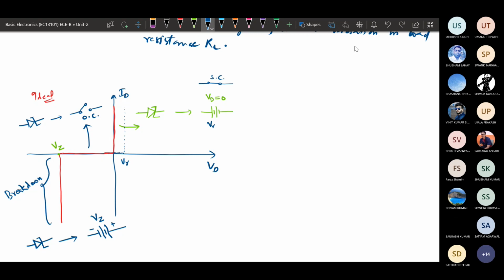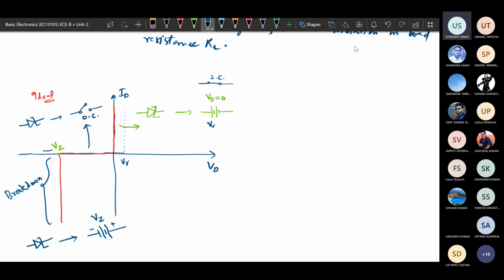Once it is in reverse bias, if we apply a voltage between 0 and Vz, it will be an open circuit. But once we apply a voltage greater than Vz, it has reached the breakdown region, so it will be replaced by a constant voltage source even if we increase the voltage. But there is a limit also, up to what we can increase this reverse bias voltage beyond Vz until it breaks down. Breakdown means it gets damaged, so we need to limit our reverse bias voltage also.